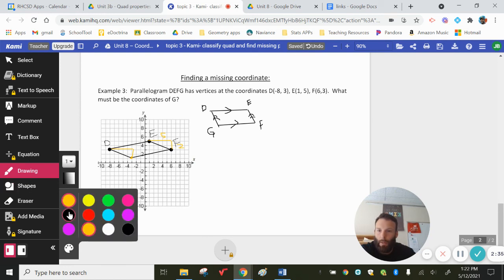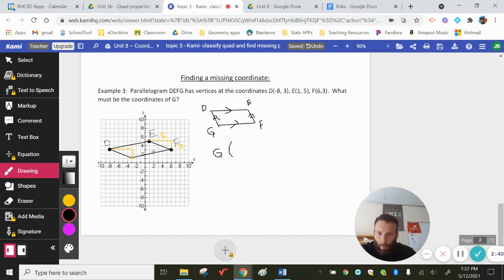Let me use my drawing tool here, and I'll say that the point G has to be the point -3, +1. And that should be the answer to my question. Okay, so finding a missing coordinate is where I have to use the properties that I know about parallelograms along with these coordinate geometry tools like slope to find what was missing. That's all.